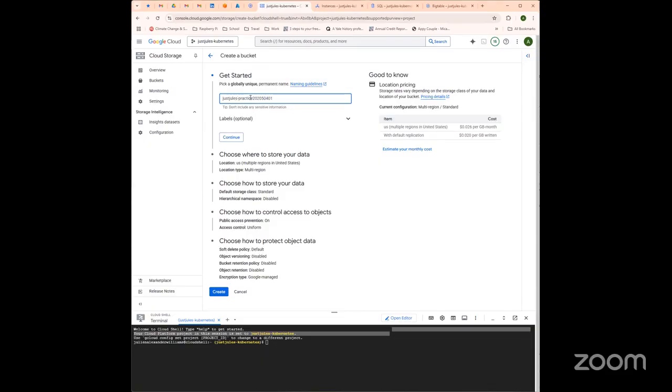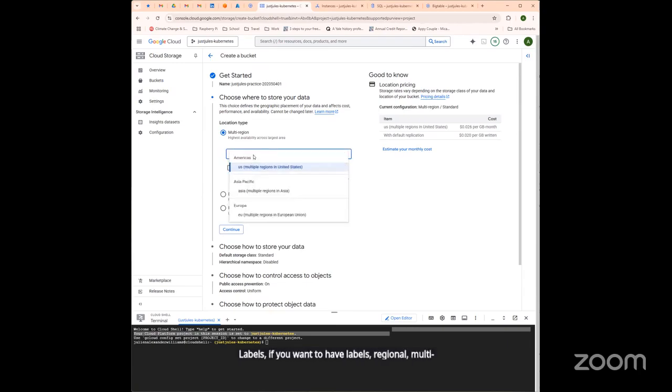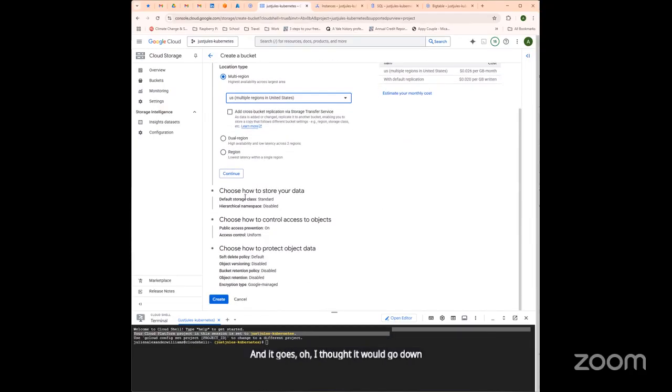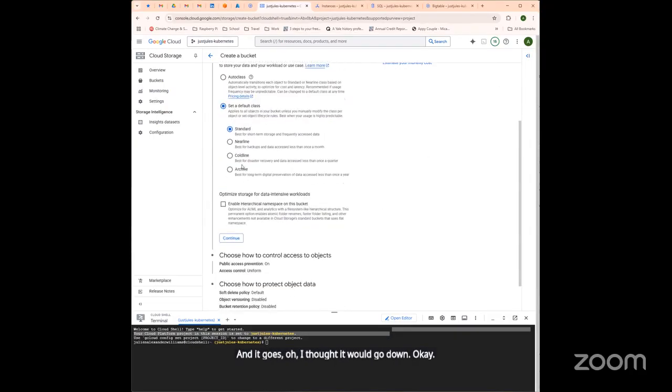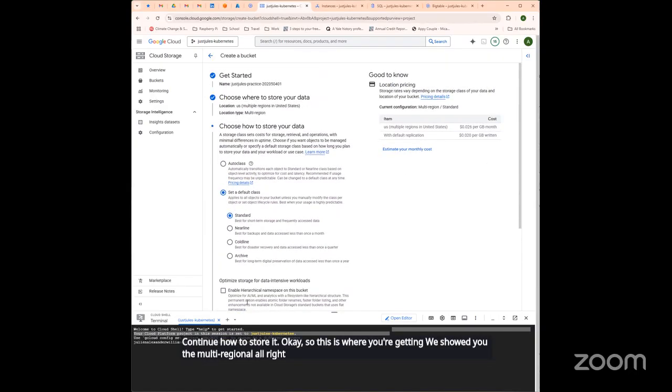Okay. Labels, you want to have labels, regional, multi-regions, all right, within the US, Asia Pacific, Europe, and it goes, oh, I thought it'd go down. Okay. Continue, how to store it. Okay, so this is where we showed you the multi-regional, all right. Let's go back one, where to store it.